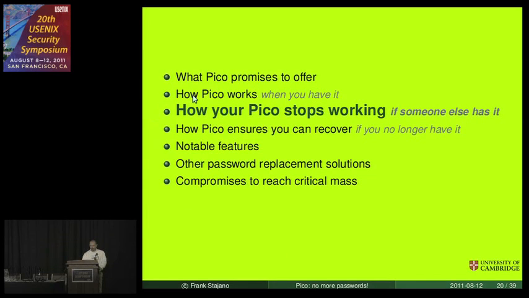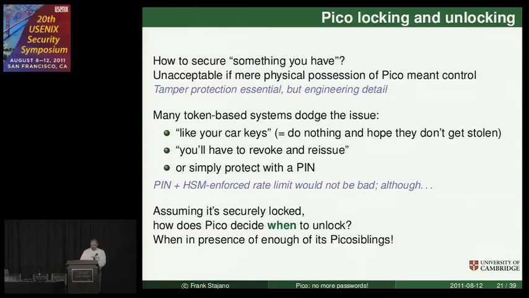Right, so that's the basics of how the Pico works when you have it. Now, a crucial point for a token is how does it stop working as soon as you don't have it? If someone else has it, you don't want it to work. So how can you secure something you have as opposed to something you know, something you are? It would be unacceptable if having the Pico in your hands meant having control of the Pico. And of course, this means tamper protection of the insides of the Pico.